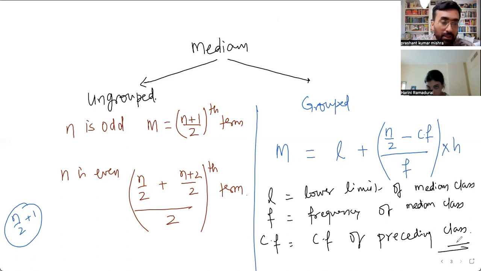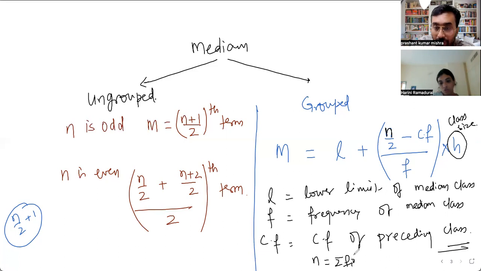Till here we are done. h is the class size. This h is the class size. n by 2 is half the total number of terms; n is equal to the summation of fi if the frequency is given. So n is the summation of frequency.